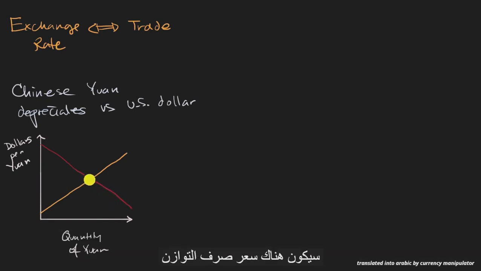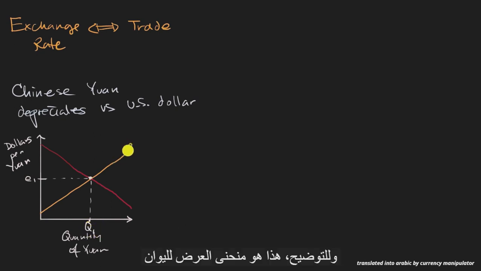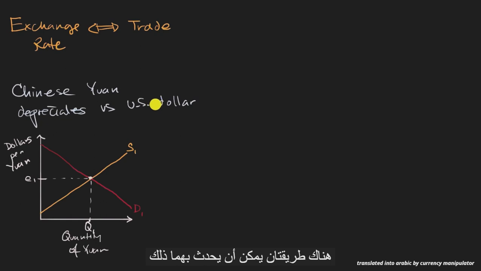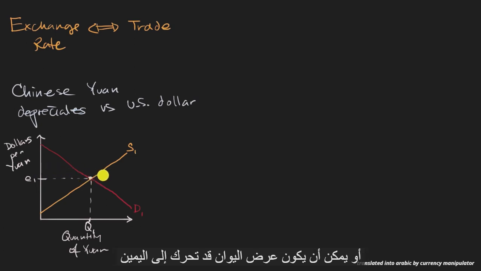And there will be some equilibrium exchange rate. Let's call that E sub 1. And let's call this, an equilibrium quantity per time period, Q sub 1. And just to be clear, this is our supply curve for the yuan, and this is our demand curve for the yuan. And so a situation where the Chinese yuan depreciates versus the dollar, there's two ways really that could happen. One, you could have the demand for the yuan shift to the left, or you could have the supply of yuan shift to the right.